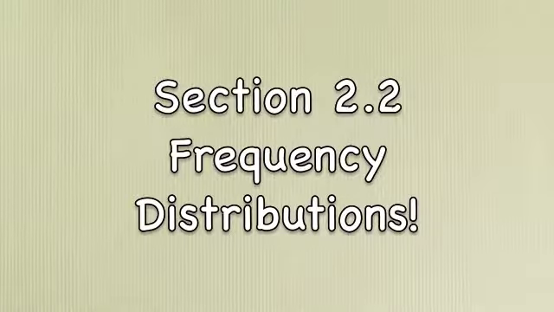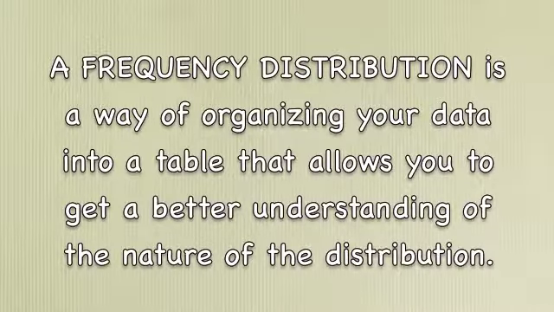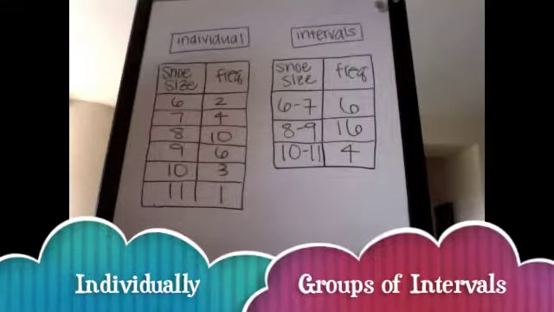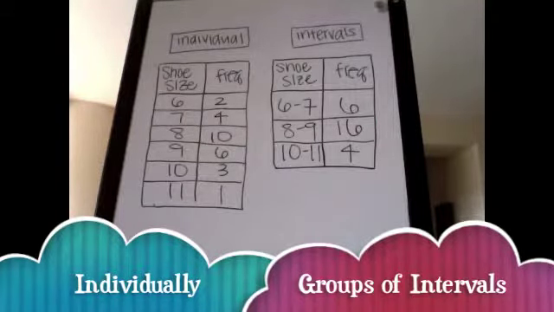Section 2.2, Frequency Distributions. A frequency distribution is a way of organizing your data into a table that allows you to get a better understanding of the nature of the distribution. It lists the data values, either individually or by groups of intervals, along with their corresponding frequencies. There are multiple steps that you need to take in order to create this, so let's begin.